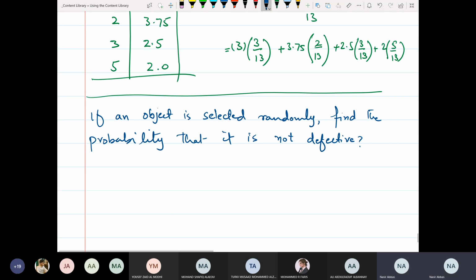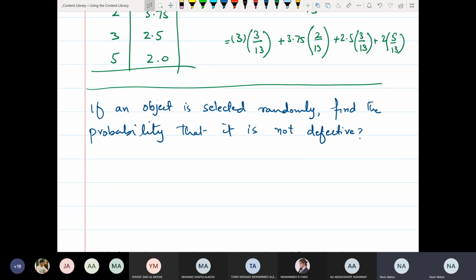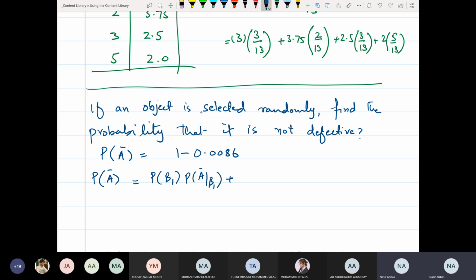This question can be solved in two ways. Either first you find the probability of defective and then take the complement, you get 1 minus 0.0086. Or you can find this probability directly from the theorem of total probability, that is probability of B1 multiplied by probability of A complement given B1, plus probability of B2 multiplied by probability of A complement given B2, plus the third, plus the fourth.